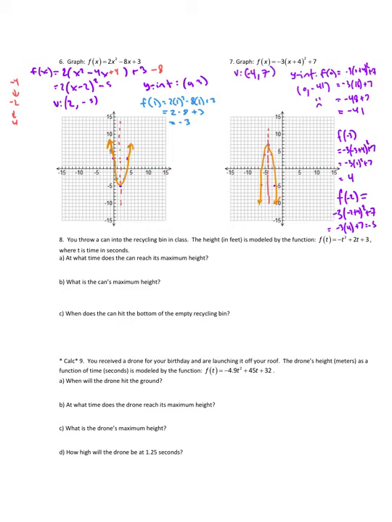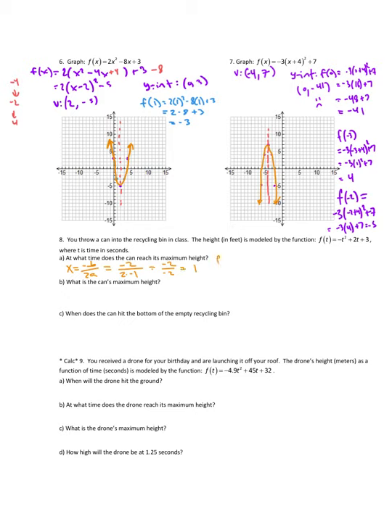All right, quick look at number 8 here. Throwing a can to the recycling bin, modeled by the function negative t squared plus 2t plus 3. A is what time does it reach its maximum height? That should make you think vertex. So let's do the x equals negative b version because we haven't done that yet. Negative b over 2a. So 2 is b, so that'd be negative 2 over 2 times negative 1. That's negative 2 over negative 2. So that's 1. The x coordinate is 1.